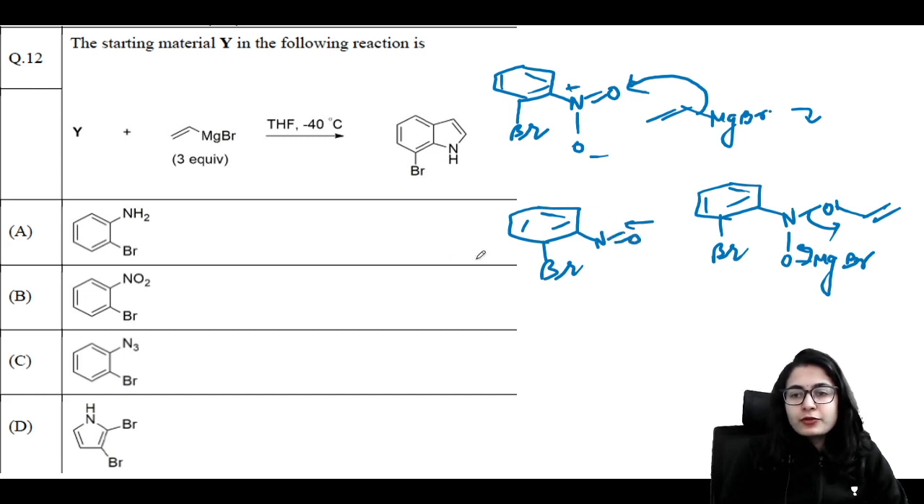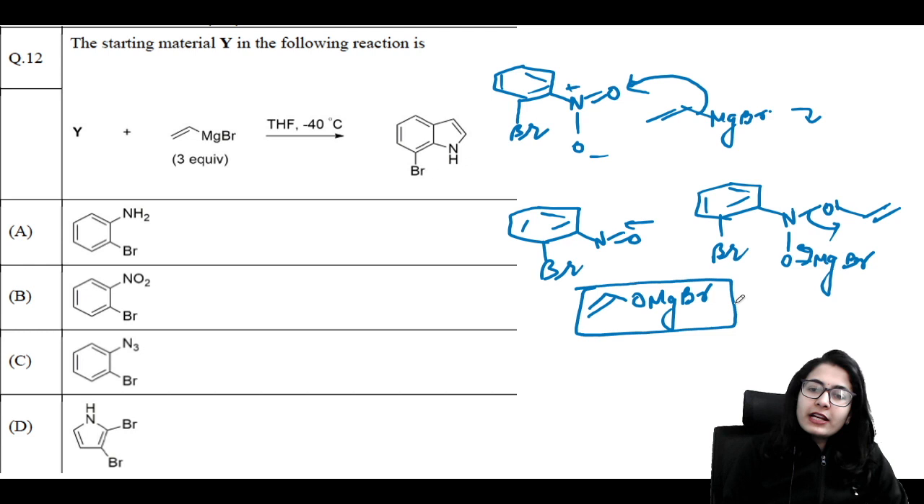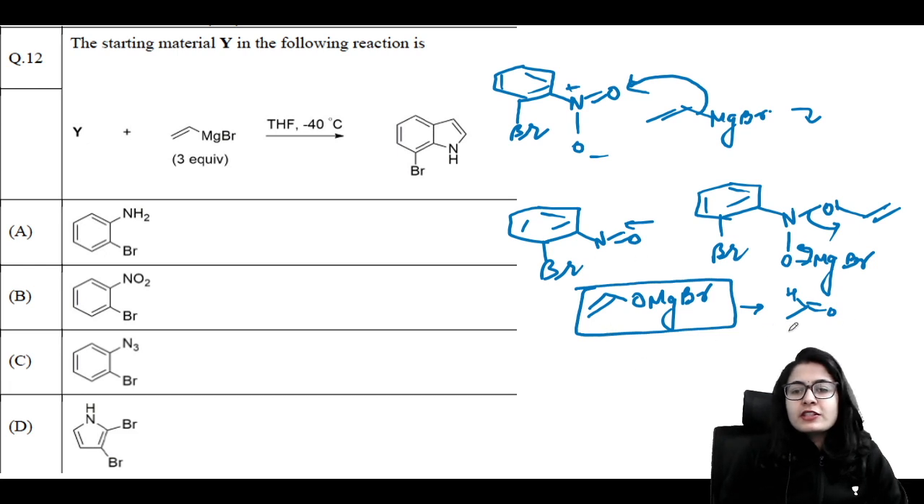You have a nitroso. And what happens with this magnesium bromide? It is OMgBr, and this vinylic group is over here. This is eliminated. Later on hydrolysis, this is going to give you an aldehyde. So this molecule is eliminated, 1 Grignard used up. You have 3 equivalents, right? So 2 more left. What happens next?